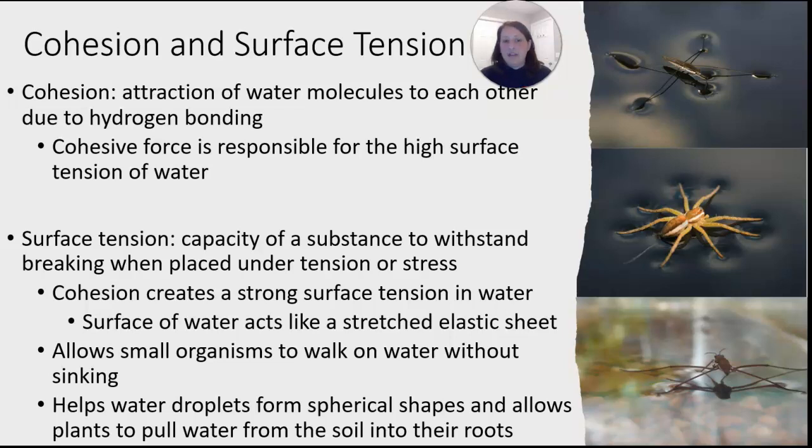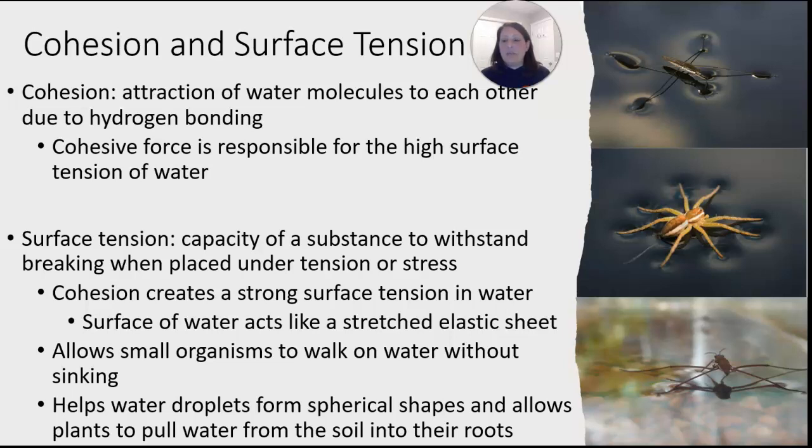Okay, because of this, there's a lot of things, right? But the thing that I'm showing here is surface tension. So what is surface tension? Again, it's water molecules sticking together, especially at the surface of a body of water. And at that surface, there is so much kind of hydrogen bonding and water sticking together that it creates what's like an elastic sheet over the top of that surface. Okay, and so water has what we call high surface tension. So it has a high capacity to withstand breaking when placed under tension or stress.